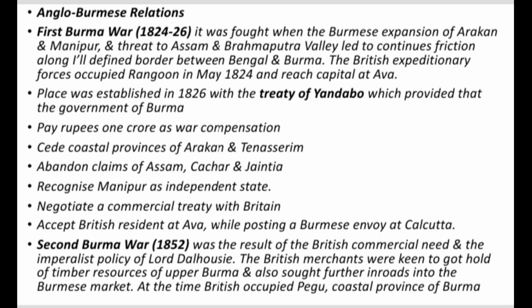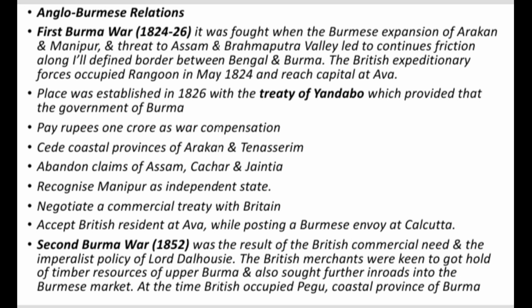Now the second Burma War, 1852. The second war was the result of the British commercial and imperialistic policy of Lord Dalhousie. The British merchants were keen to get hold of the timber resources of Upper Burma and also sought further inroads into the Burmese market. So this time the British occupied Pegu, the remaining coastal province of Burma, and intense guerrilla resistance had to be overcome before complete British control of Lower Burma could be established.